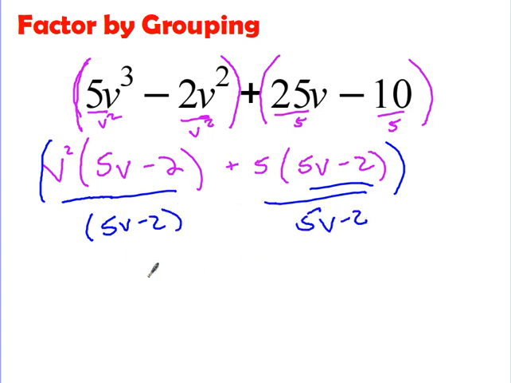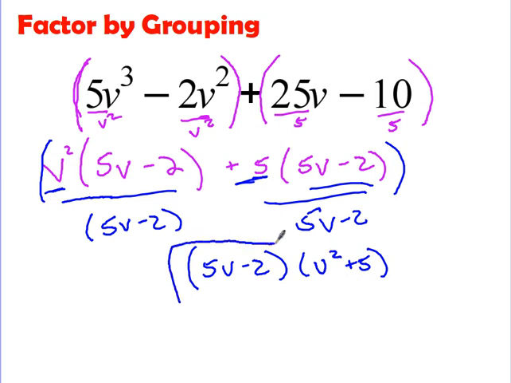Well, when I factor out 5v minus 2, I know that's what I took out, 5v minus 2. So I'm still factoring, and then I'm left with this v squared plus 5. So I'm taking 5v minus 2 and multiplying all of that by v squared plus 5. I can't factor this anymore. It's done. There's nothing else for me to do.